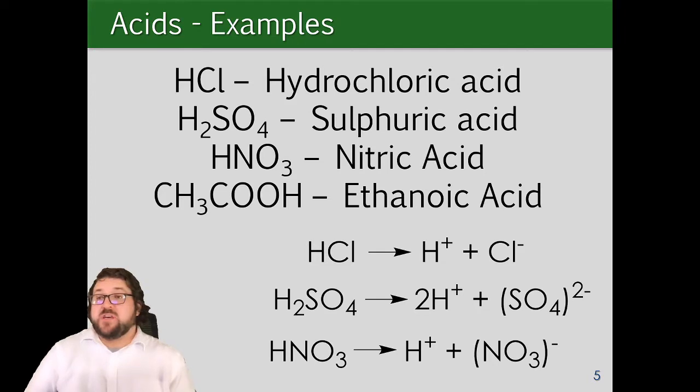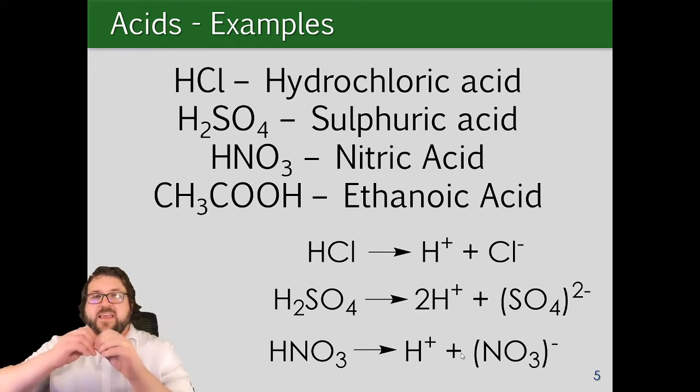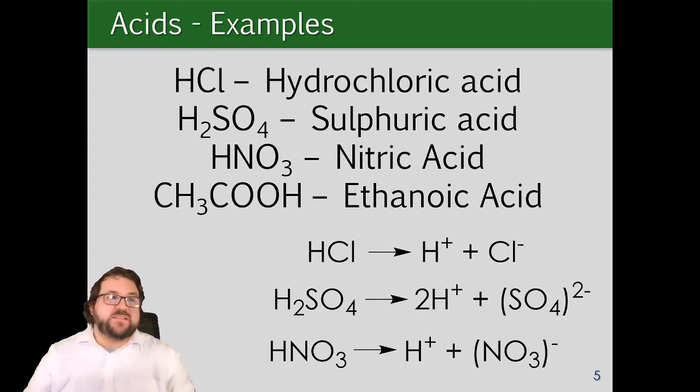So these are all proton donors then. They can create H+ ions in various abundances there, and so that's what defines them as an acid. A compound that contains a hydrogen that can leave as an H+.